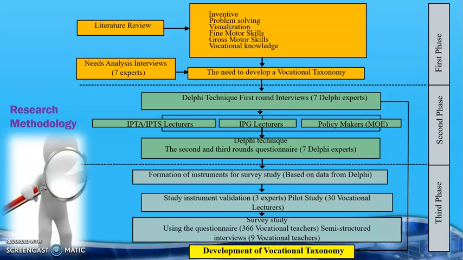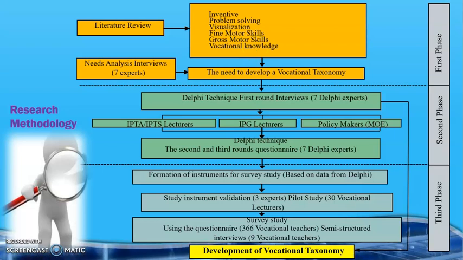The next analysis phase involves literature reviews to identify the need to develop a vocational taxonomy, as well as to gain insight into the key domains of vocational taxonomy. The six key domains identified are inventive, problem solving, visualization, fine motor skill, gross motor skill, and vocational knowledge.